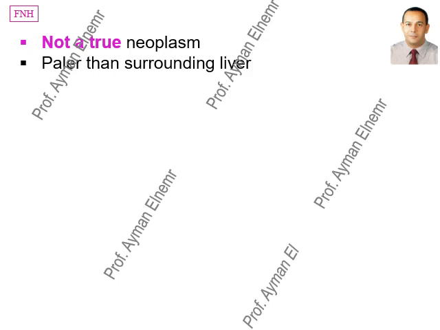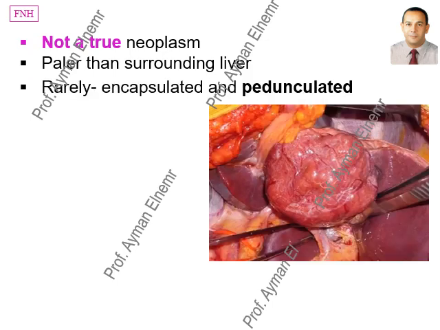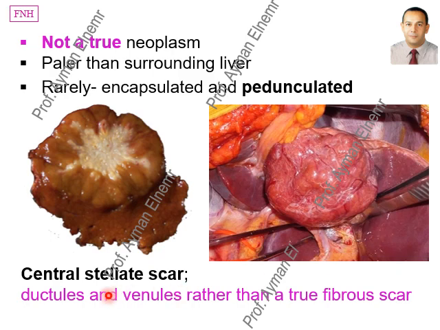Focal nodular hyperplasia is not a true neoplasm. It is paler than the surrounding liver tissue. It is rarely encapsulated and may be pedunculated, as in this photograph. The central stellate scar is characteristic for this lesion, and this is actually composed of ductules and venules rather than a true fibrous scar.